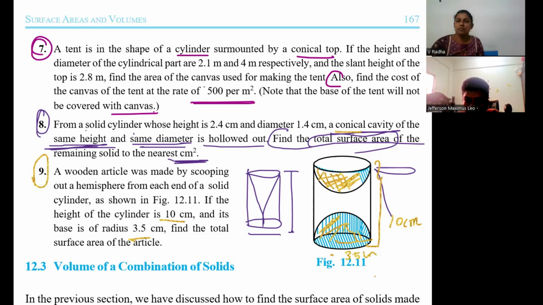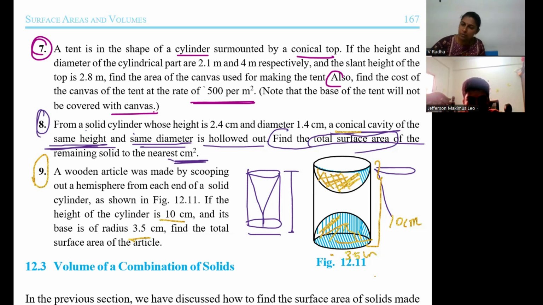Ma'am, for the cylinder, it will be the CSA of the cylinder. Only the rolling portion is visible in the cylinder. There is no top and bottom covered with a wooden portion. On the top and bottom, the circle is hollow. There is no wood on the top and bottom. Therefore, it is the rolling portion only in a cylinder. That is the CSA, 2 pi r h.